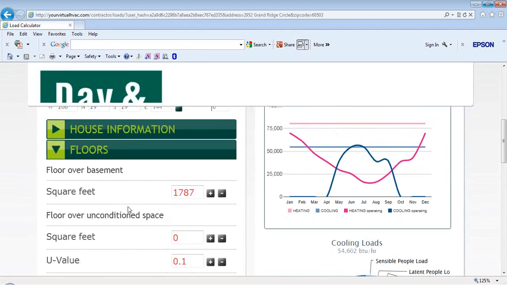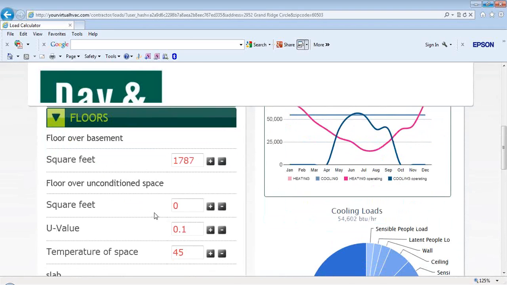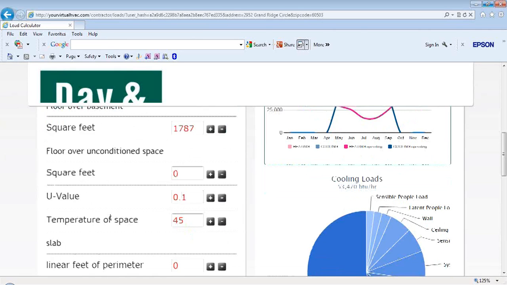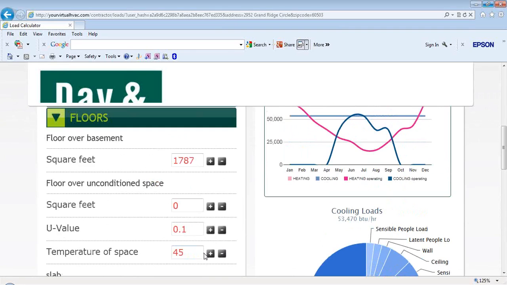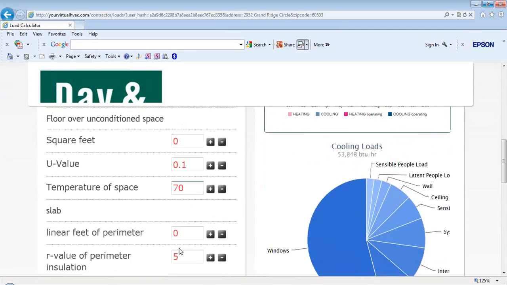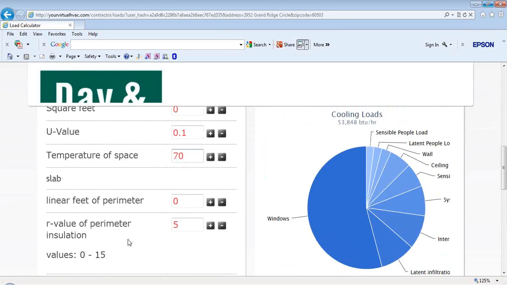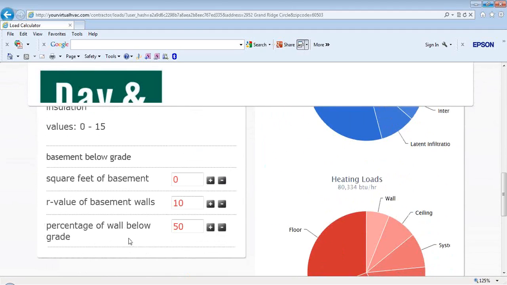All right, I could also expand the floor area, and I could change some of those things. Square foot over basement, that's already correct. I don't need to change it. Over conditioned space, none, because it's got a conditioned basement. Temperature of the space is actually conditioned, so I want that to be a lot higher. No slab, so that doesn't really matter. Below grade is the whole thing.